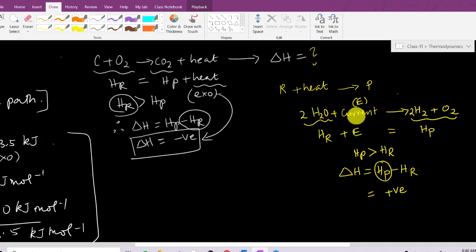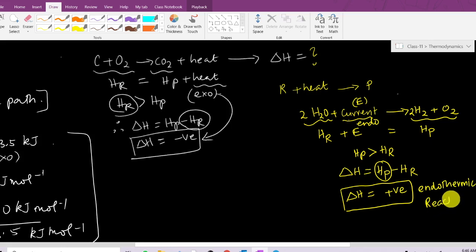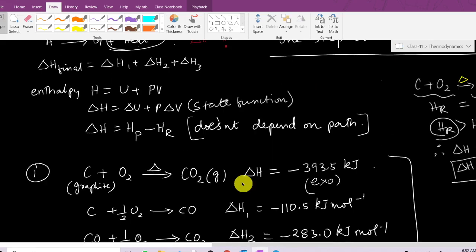Since the energy is supplied to the reaction, this will be an endothermic reaction. For an endothermic reaction, delta H is positive. Write it down in your notebook: for an endothermic reaction, delta H is going to be positive, and for an exothermic reaction, delta H is going to be negative. This is a very fundamental point that you need to remember, because we will be employing this in many steps. Quickly, I want you to copy this and work on that.